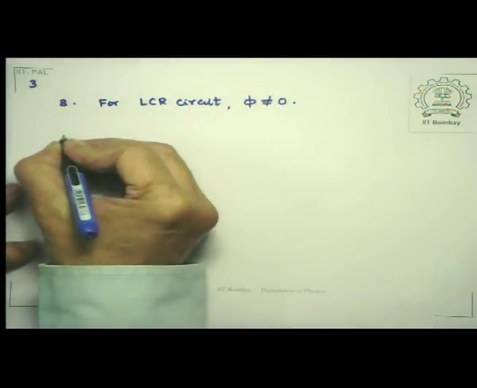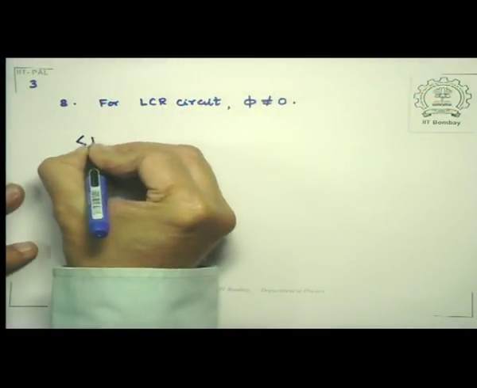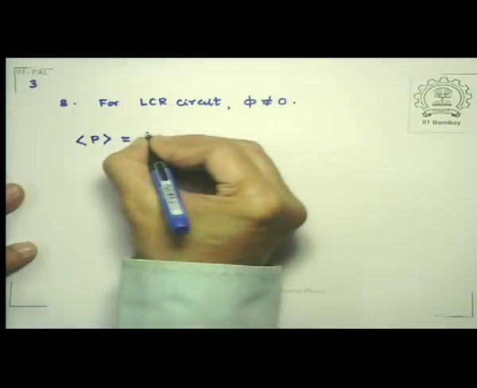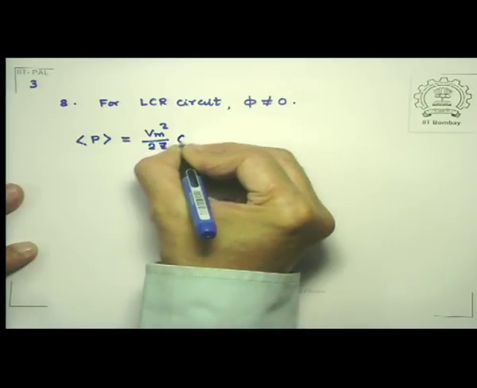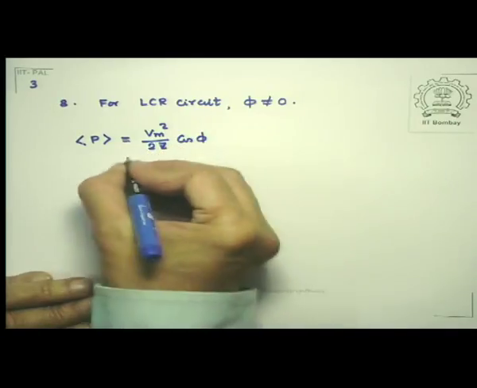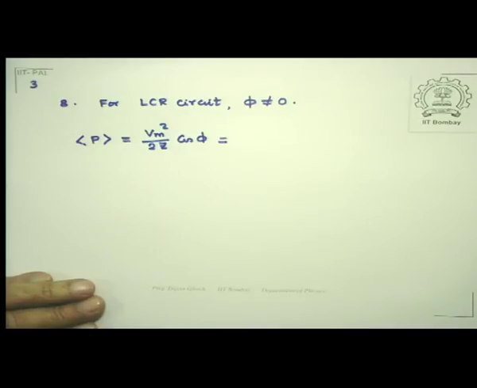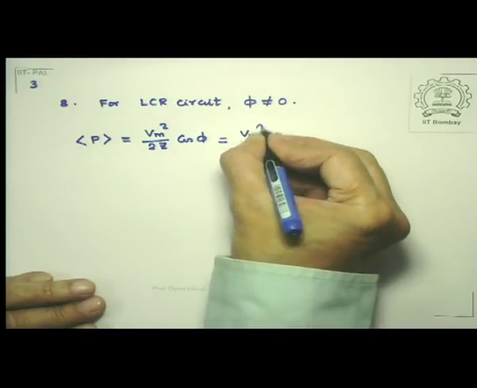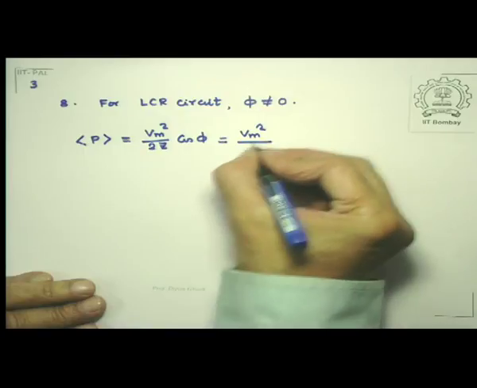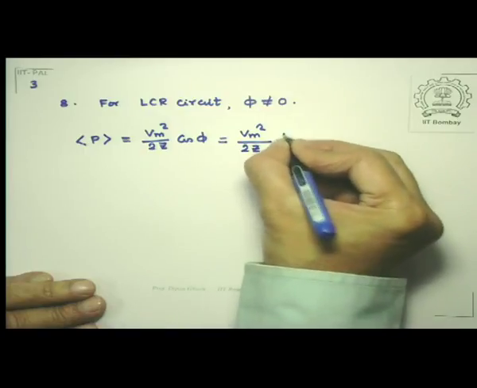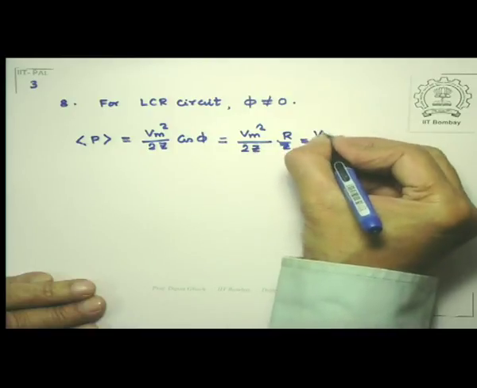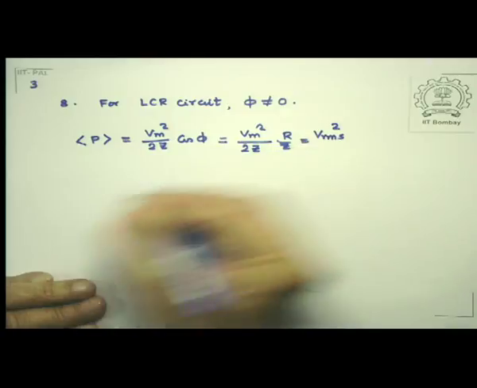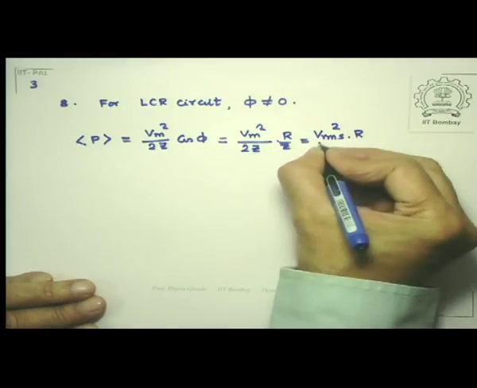So notice this, that the expression for average power was shown to be given by Vm square over 2Z times cosine of phi. And as I had seen, cosine of phi is given by R over Z, so it is Vm square over 2Z into R over Z, so equal to, since Vm square by 2 is V RMS square, V RMS square times the resistance divided by Z square.